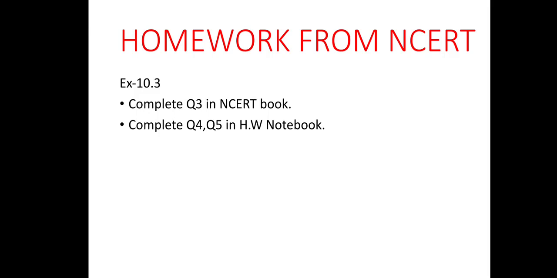So a pyramid whose base is a triangle is called a triangular pyramid. It is also known as tetrahedron. The other name of triangular pyramid is tetrahedron. A pyramid whose base is a rectangle is called a rectangular pyramid. Likewise, you can define pentagonal pyramid, square pyramid. So a pyramid whose base is a pentagon is called a pentagonal pyramid. Hexagonal pyramid, a pyramid whose base is a hexagon is called a hexagonal pyramid. I hope you will be able to do the questions allotted to you from exercise 10.3.